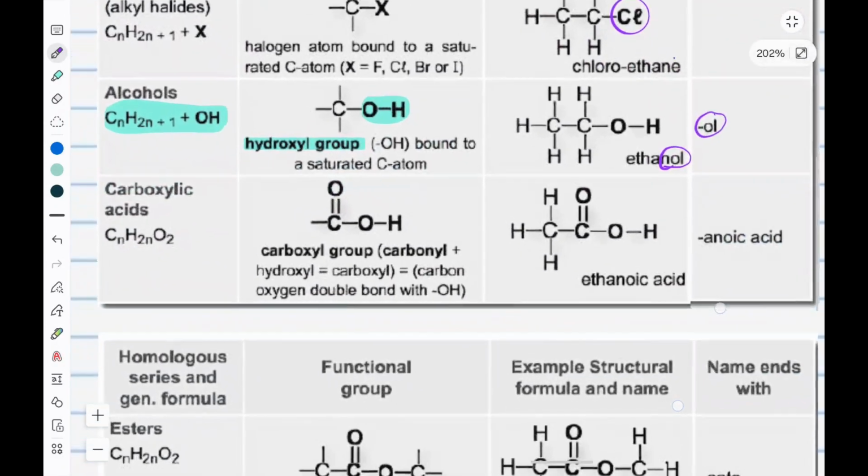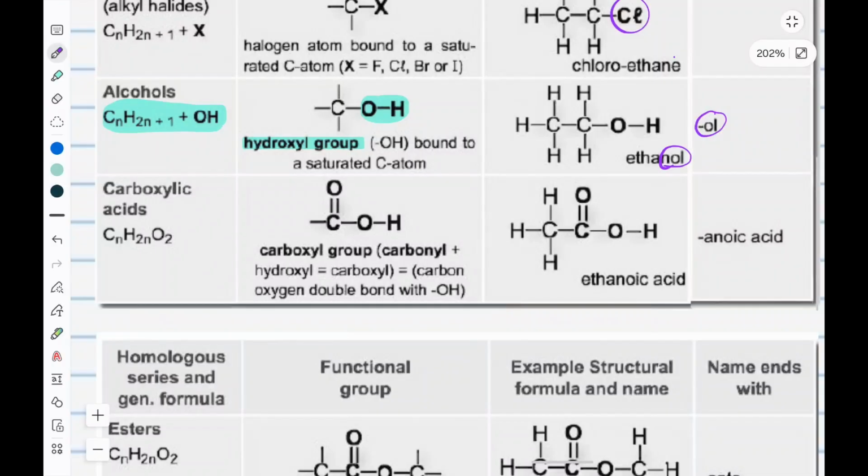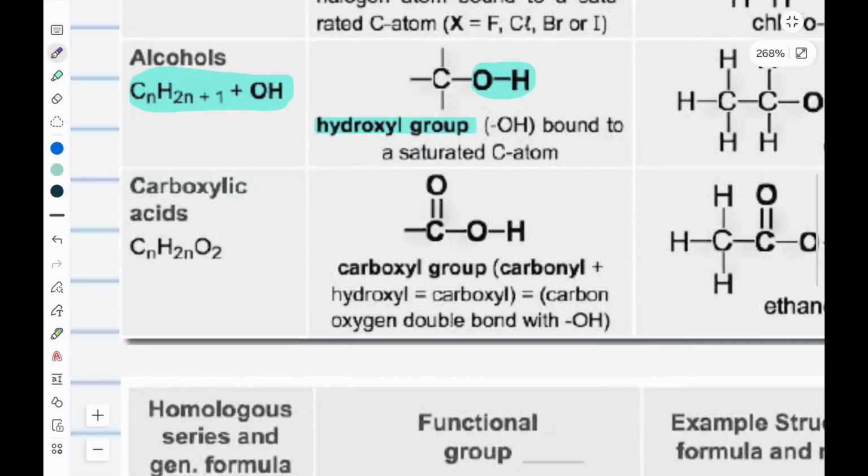Now, we go to carboxylic acids. Now these ones, their general formula is CnH2nO2, right?